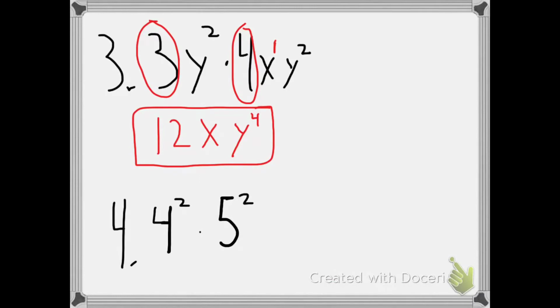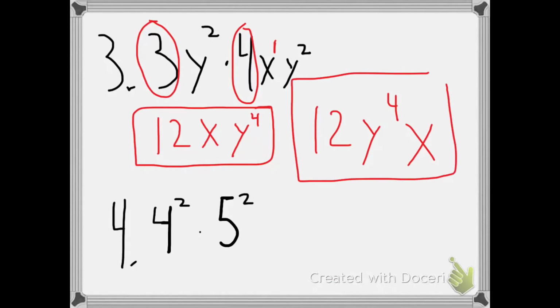Another thing is that the order doesn't really matter, so you could also write it like 12 y to the 4th x. So it doesn't really matter as long as you still get the same answer and that you have the same exponent for each variable.